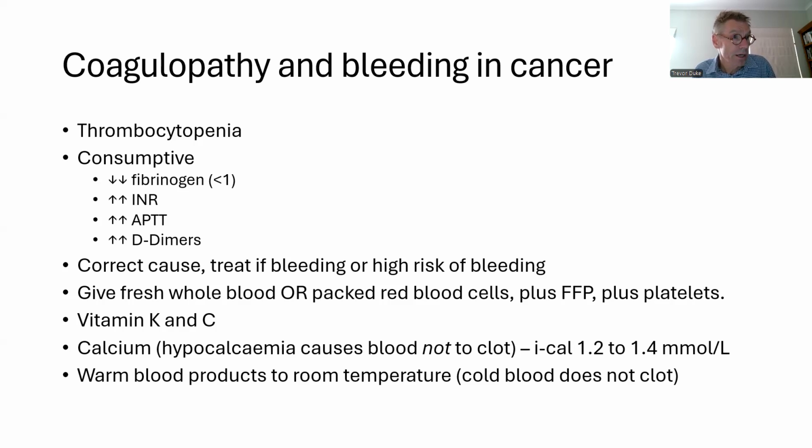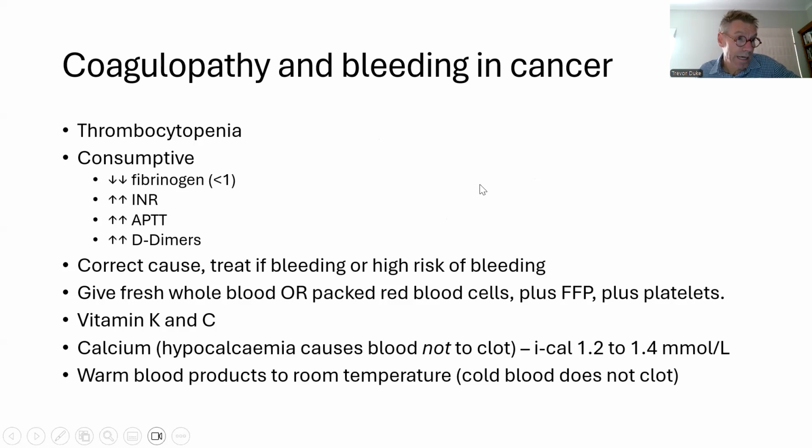Also, if you're giving blood to such patients and it's cold blood from the refrigerator in the laboratory, then that won't clot either when it gets into their system, because it's cold blood. So you need to try to warm the blood products to room temperature before you transfuse them. Usually, if we're giving large volume transfusions, we'd use a blood warmer. It warms up fairly quickly in tropical environments when the blood comes out of the refrigerator. But don't give very cold blood to patients.